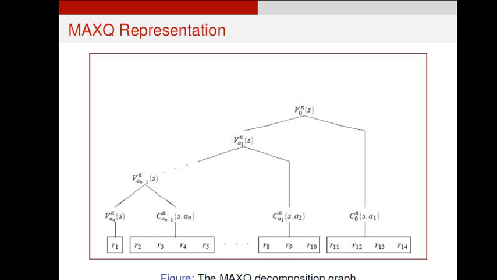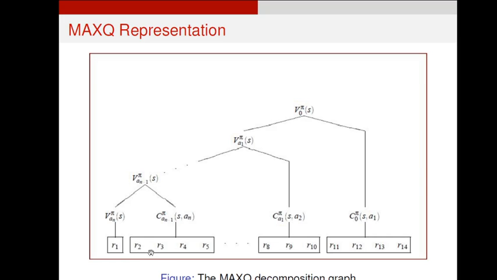Okay, let us look into the details. This graph represents the MAXQ, called the MAXQ representation. V0 pi of S: pi defines the policy, and V0 of S defines the state value, the return at this max node 0. This node is called max node A1, and this node is called max node An minus 1, etc. This is the terminal node, which gives the return R1 from the terminal state.